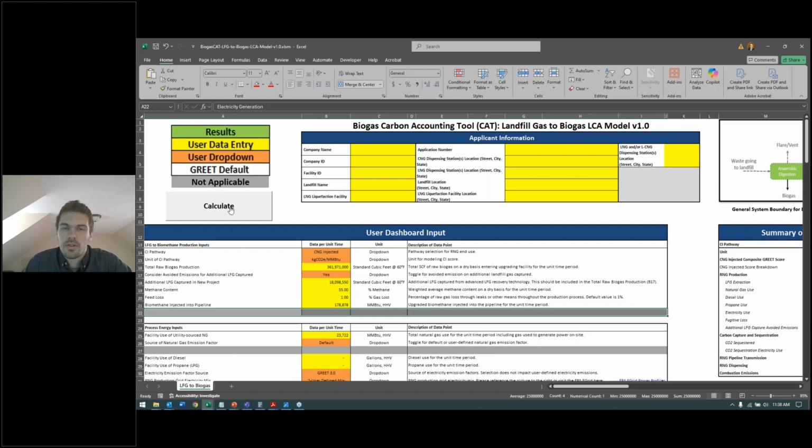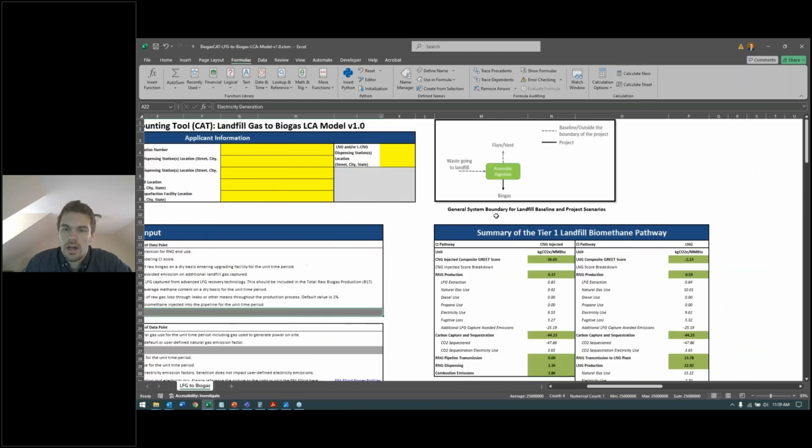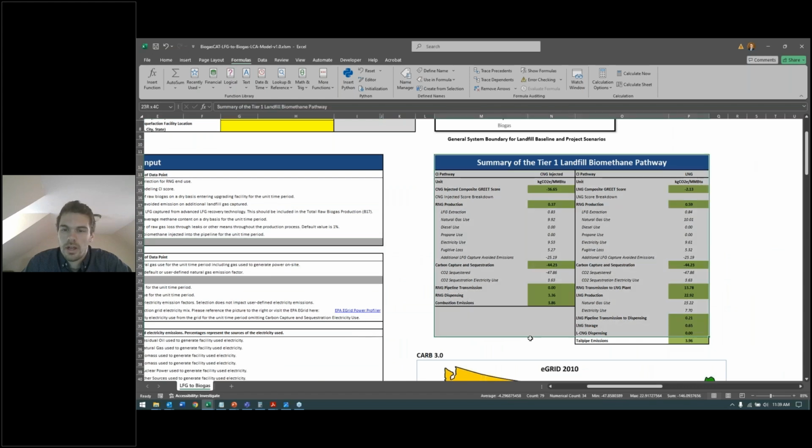We did put a calculate macro here, but you can also do calculation options here by clicking automatic, or if on manual, you can just hit calculate now. Either way, those three ways of automatic, manual, calculate now, and this calculate button will help generate that CI score. The CI scores are always generated over on the right, indicating what kind of pathway there is, as well as the different inputs and the different outputs of the CO2 CI.